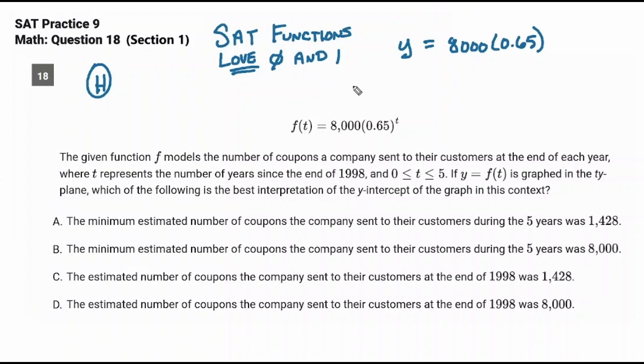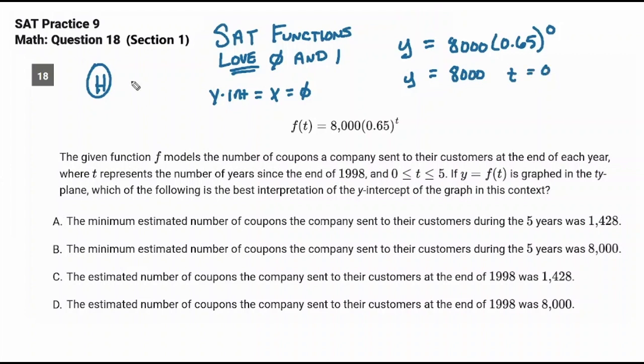We're at the y-intercept. What's important about the y-intercept in an xy plane? In the y-intercept, x equals what? Equals 0. We're not in the xy plane. We're in SAT land, so we're in the ty plane. What do you think t is? It's x. So what do we want to make t? We want to make it 0. So we're going to rewrite this. 8,000 times 0.65 to the 0. What's anything to the 0? It's 1. So it's 8,000 times 1, which is 8,000. So y is 8,000 when x, but it's t, equals 0.